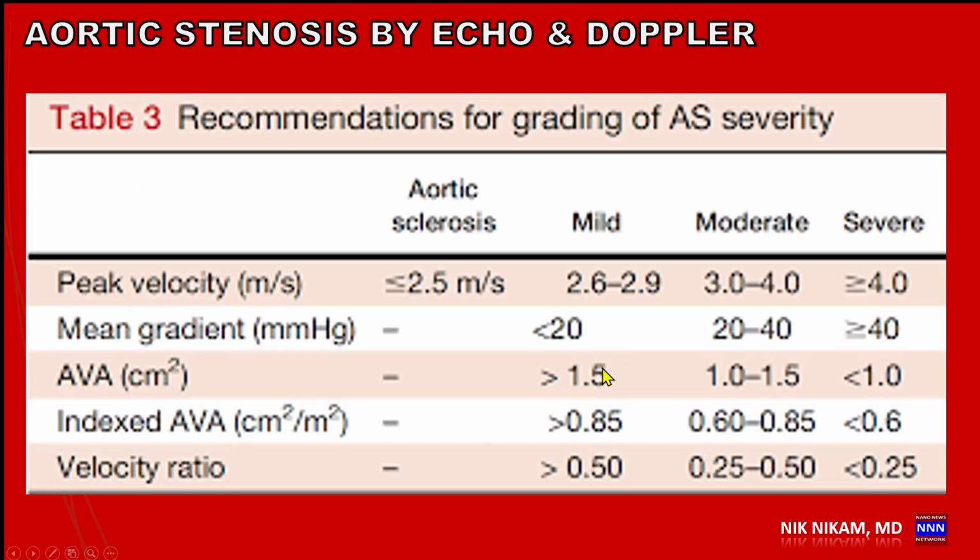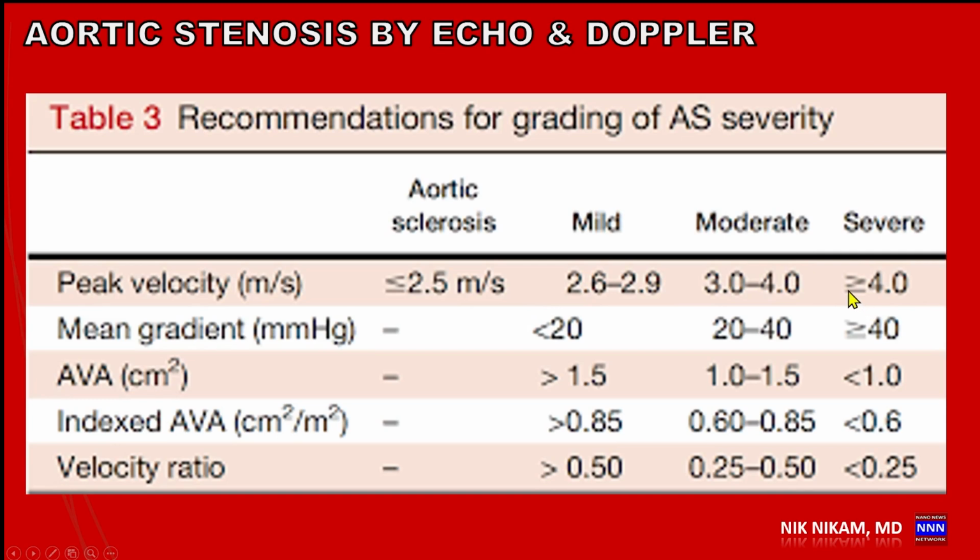And here is a little chart which most of you have seen or been familiar with. If the peak velocity is 2.9, it is mild aortic stenosis. Velocity, we are talking about continuous wave aortic valve velocity, which is 3.3 to 4, is considered moderate. Anything greater than 4 is considered severe. I mean, this is just a guideline.